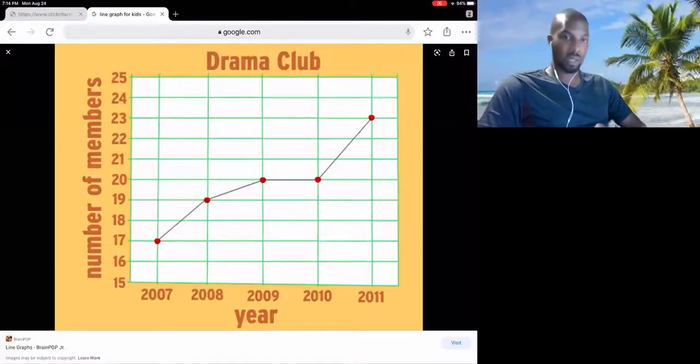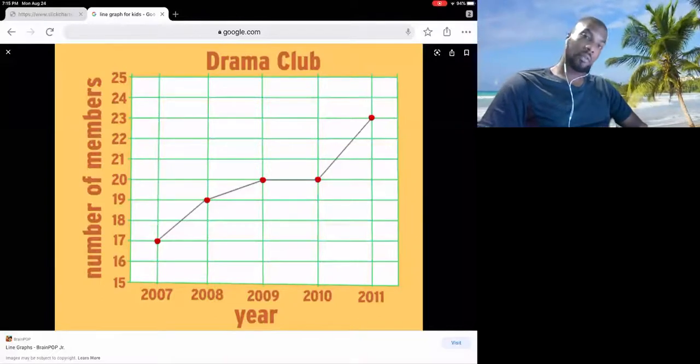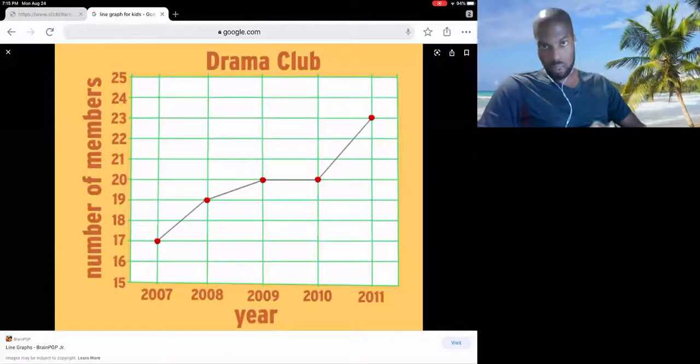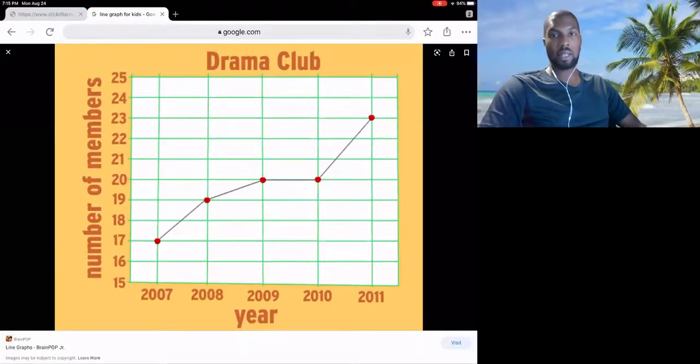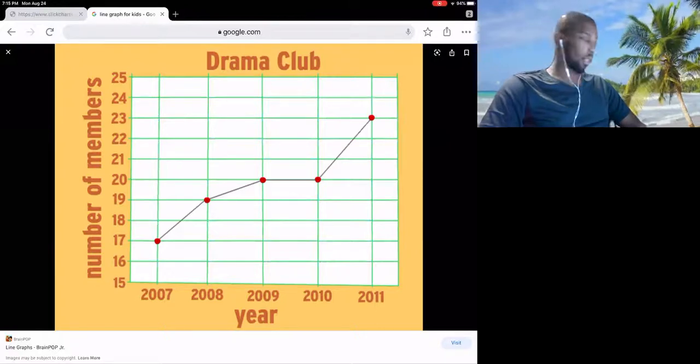So over the years from 2007 to 2011, the number of members in the drama club went up from 17 all the way to 23, right? Representing a 1, 2, 3, 4, 5, 6 increase of members in the drama club.